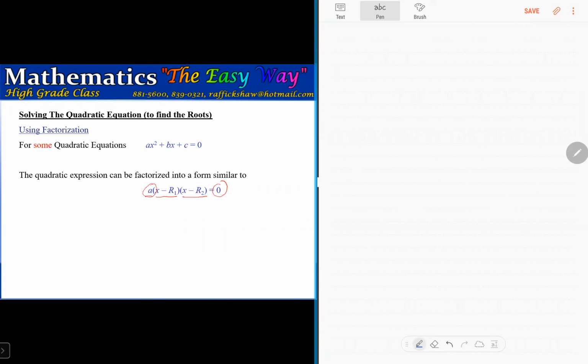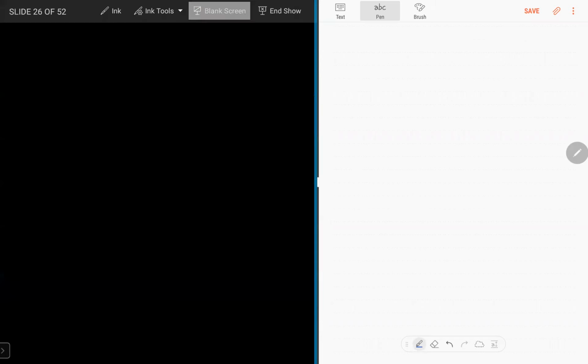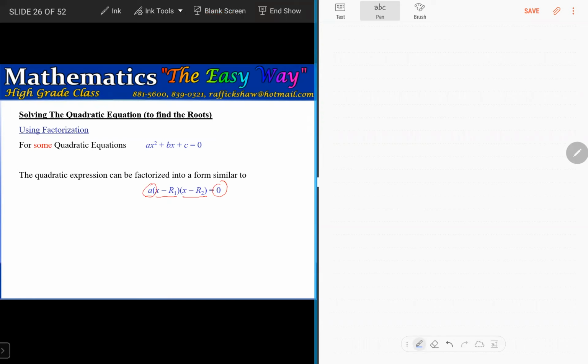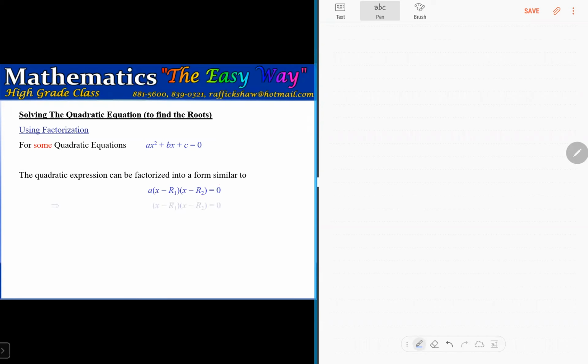Now, a is a constant. For example, a will be 2 or 3 or 4. So we can divide both sides by a to get rid of that a, and then the equation becomes that. Now, when you have this equation, it is this expression multiplied by this expression equals 0. And 0 is a special number.